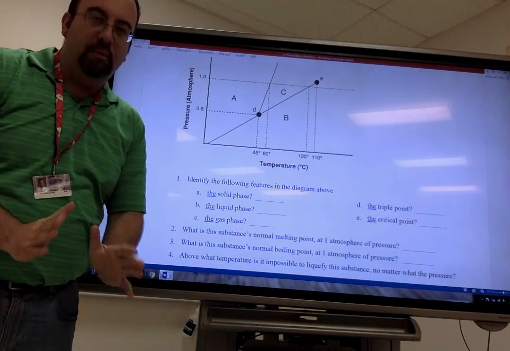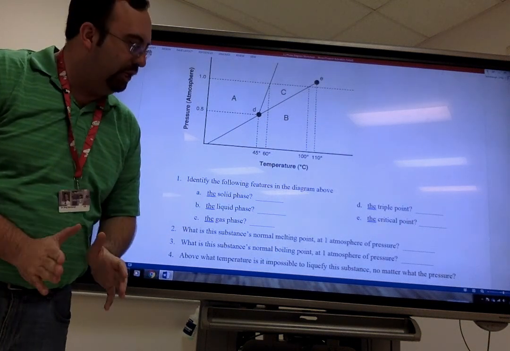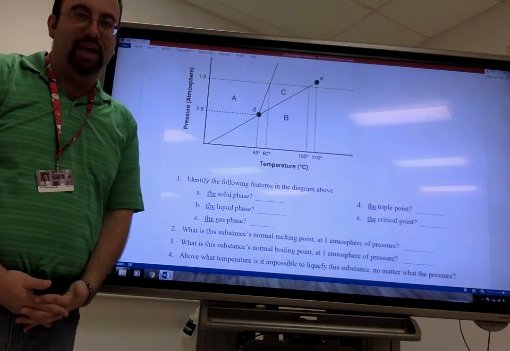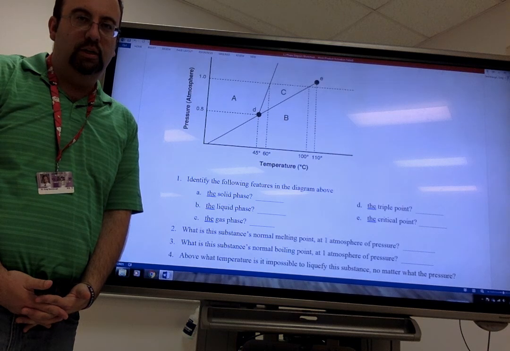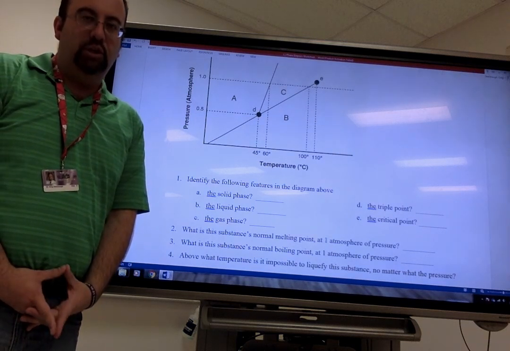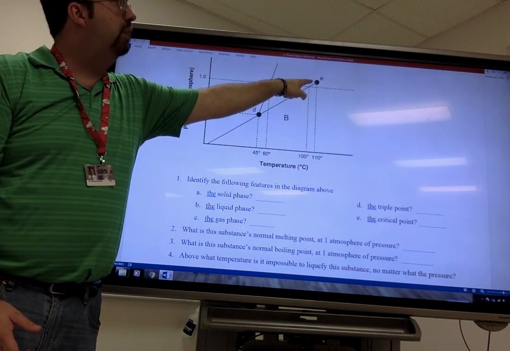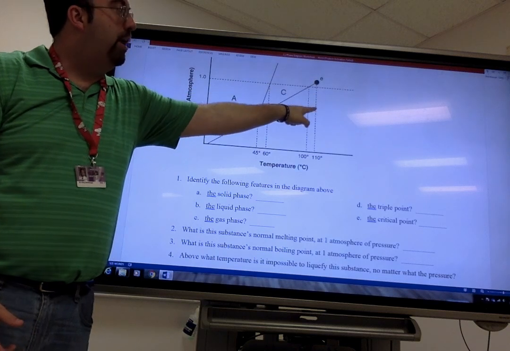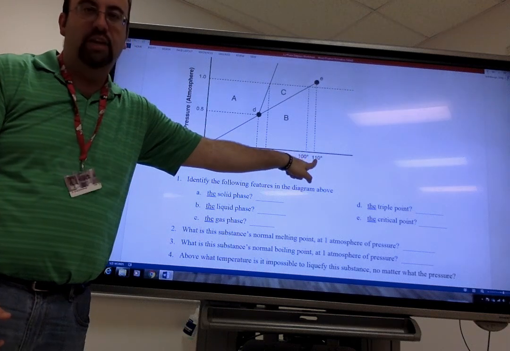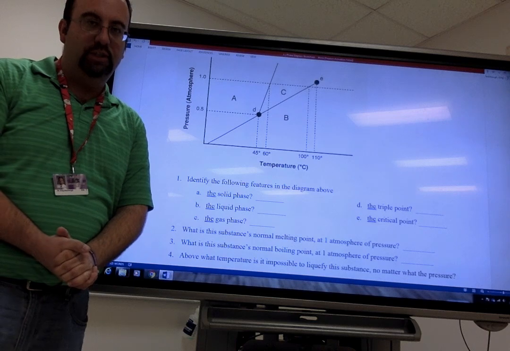All right, number 4. Above what temperature is it impossible to liquefy the substance no matter what the pressure? And so what this question is basically asking for is the critical point. And so the critical point, again, if you remember, is point E up here on the phase diagram. We drop down here, and we're going to see that that temperature is at 110 degrees Celsius. And so the answer for number 4 is 110 degrees Celsius.